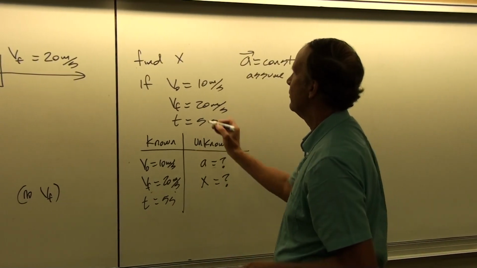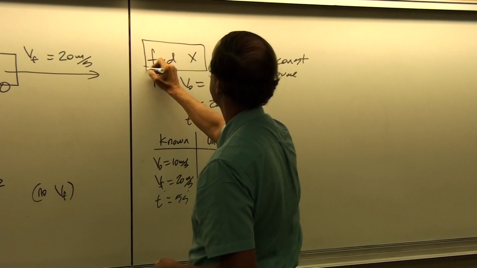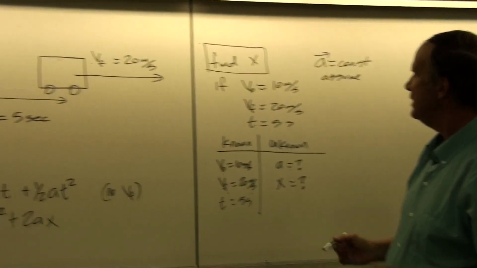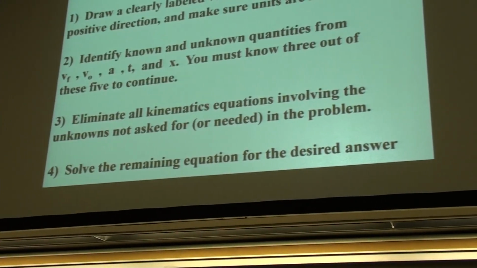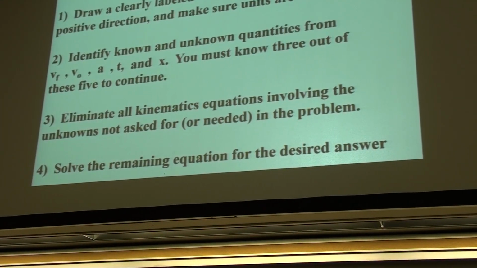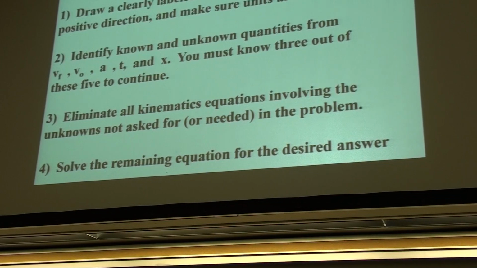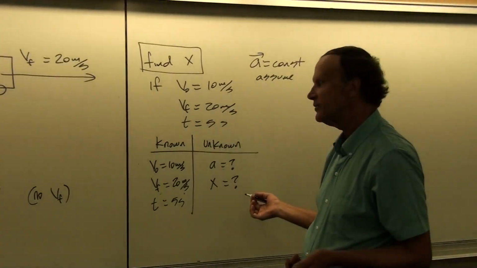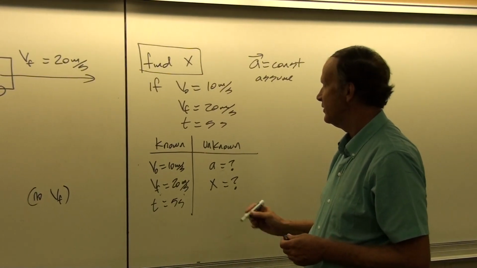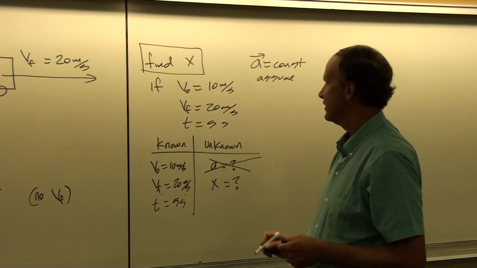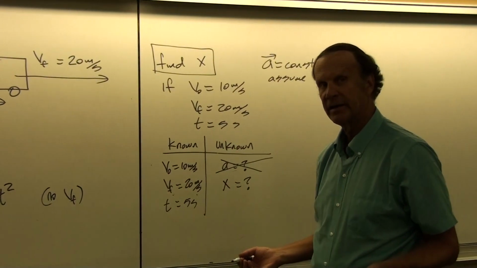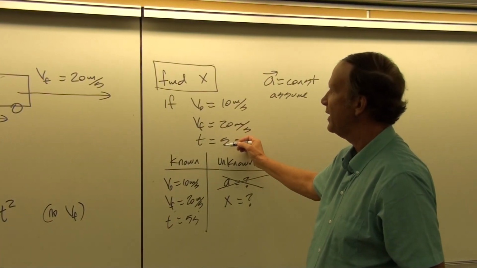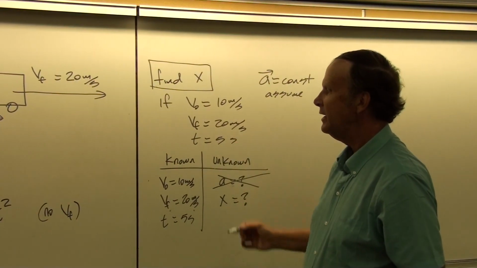Now, what we wanted here was x. So how do we find x? Well, step 3 tells us to eliminate all of the kinematics equations involving the unknown that's not asked for. So which one's not asked for and isn't needed in the problem? The answer is the acceleration. I don't care what it is because I wasn't asked for it, and I wasn't given any information about it in the statement of the problem either.